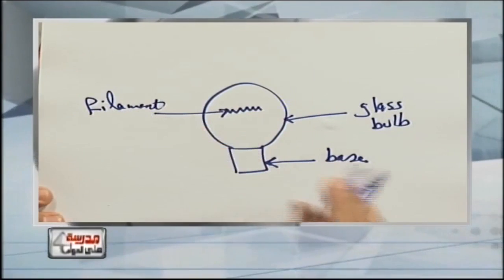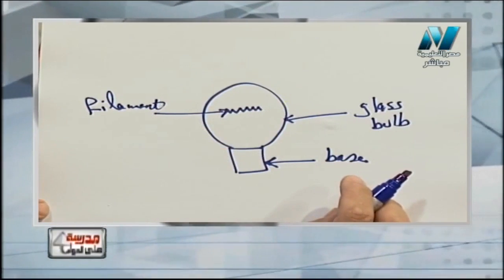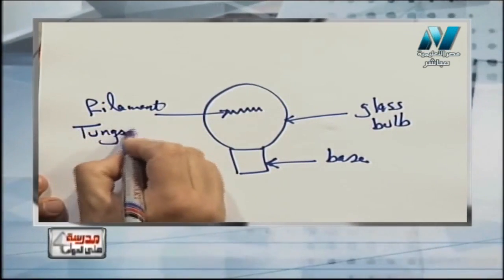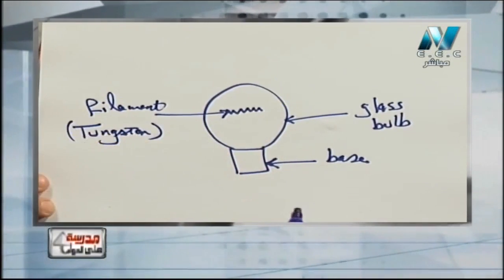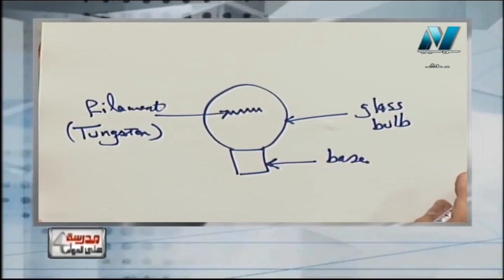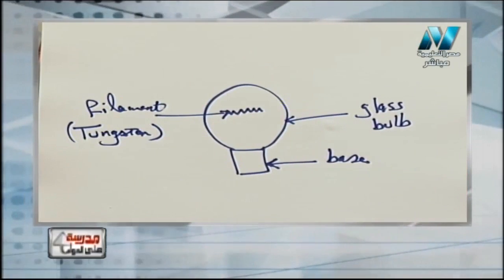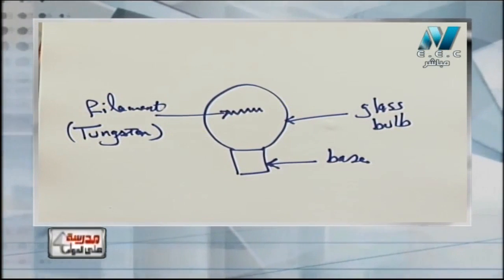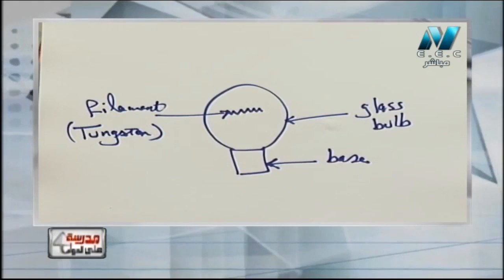So what about the filament? It's made of a very important element, which is tungsten. Filament of tungsten. We will talk about it today in detail. Tungsten is very important in the light bulb. So what about the other components? Are there other components in the lamp? Of course, the filament can't be just flying inside the lamp.